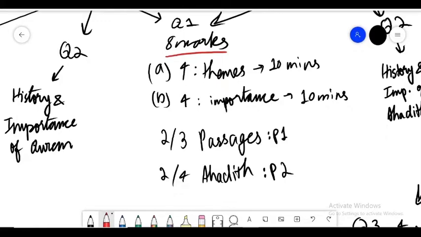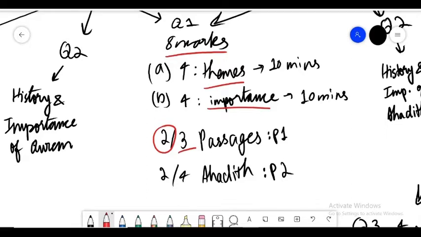In paper 1, you're given 3 Quranic passages, and in part A of question number 1, you have to discuss the themes of the passage, and you have to attempt 2 out of the 3. So you highlight the theme of 2 passages in part A, and in part B, you have to highlight the importance of those passages in a Muslim's life. You choose the same 2 passages.